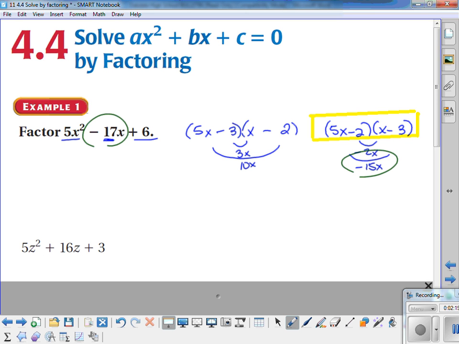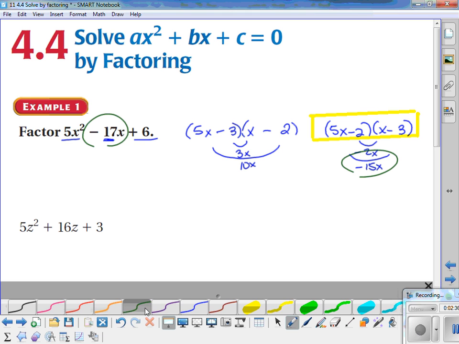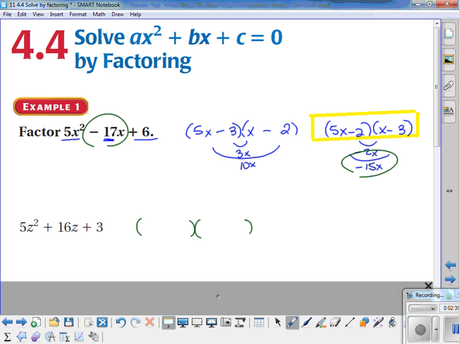So here's one for you guys to do on your whiteboards. Okay, so we knew that it had to be 5z and z, right? Because 5 times 1 is the only way to get 5. Okay, and then 3, it's got to be 1 times 3 or 3 times 1, right? Well, I noticed that 16 is really close to 5 times 3, isn't it? So I'm going to stick the 3 out here so that I'm doing 5 times 3 and the 1 here.